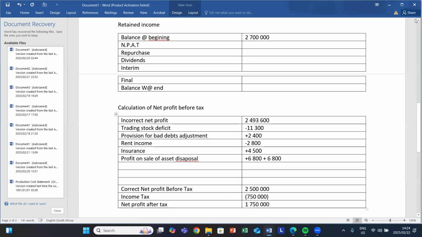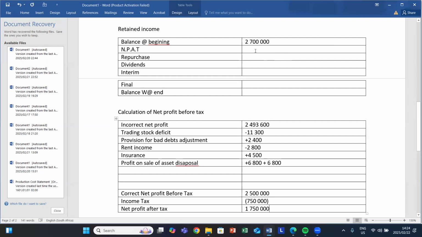And then that net profit after tax, you are going to record it here when you do your retained income. 1,750,000. Then that will be your value there. So do you have inquiries? Okay. Yes, all of us are still fine. Currently, let's do our retained income.